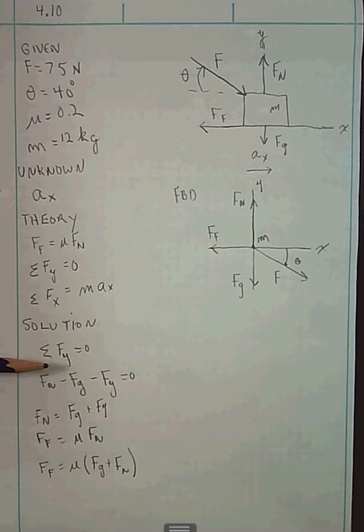When we go through the sum in the y, you'll have a normal force up, but you'll have a negative force of gravity and a negative component of the force in the y direction. If you solve for Fn, you'll get the force of gravity plus the y component. And if you multiply mu times the normal force, then the force of friction is mu times the weight of the object plus the y component of the force.